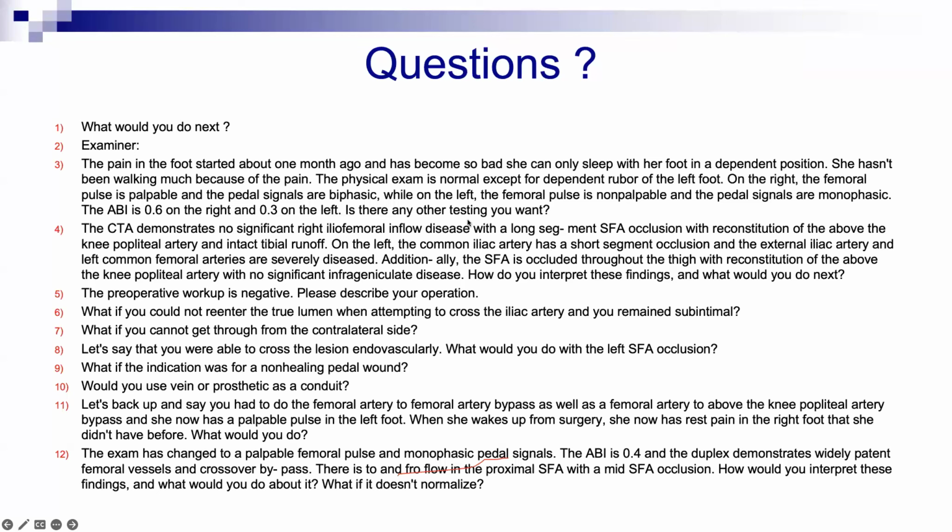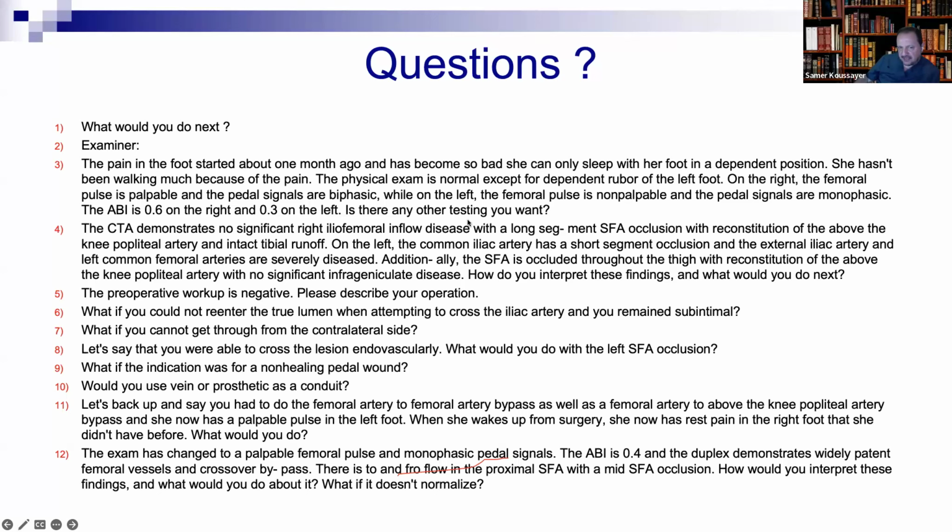So basically, when it comes to rest pain, he has to have an inflow problem. You cannot have rest pain with completely open common, external, and profunda. No way you can get rest pain. So basically, rest pain has to have common or external iliac artery occlusion or stenosis, or common femoral artery or profunda problems. Because if you have normal flow to the profunda, you should not get rest pain.